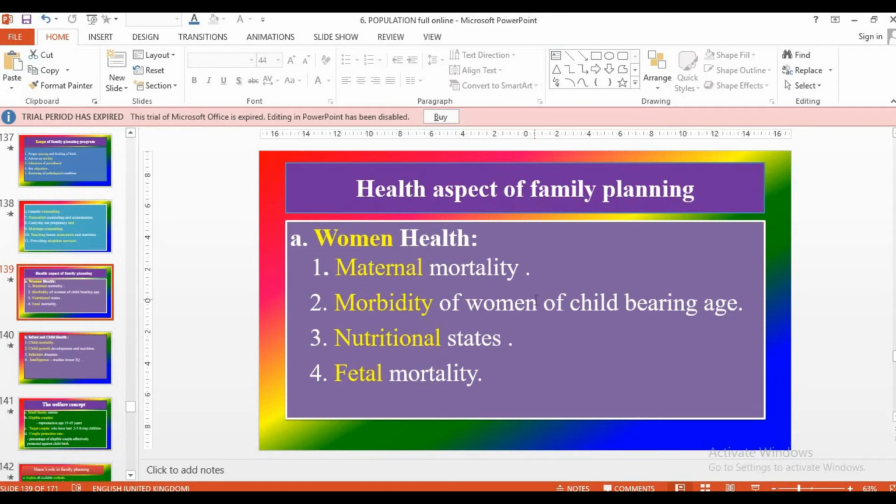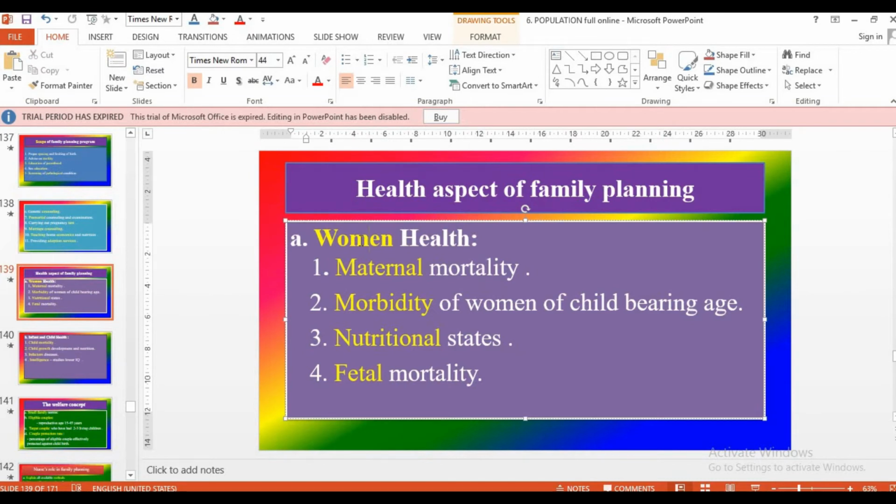Then health aspects of family planning. First aspect is women's health. Women's health is measured by maternal mortality, morbidity of women, the diseases that may happen at the time of childbearing, then nutritional status. Fourth one, fetal mortality. These are the measures concerning women's health.